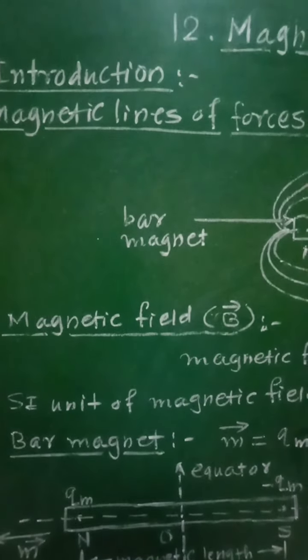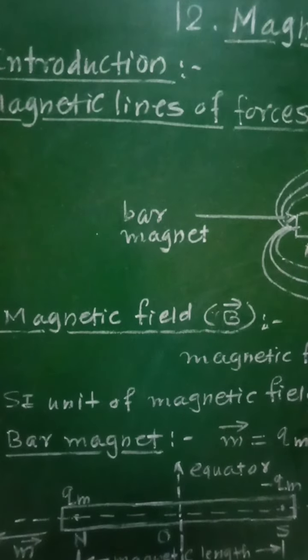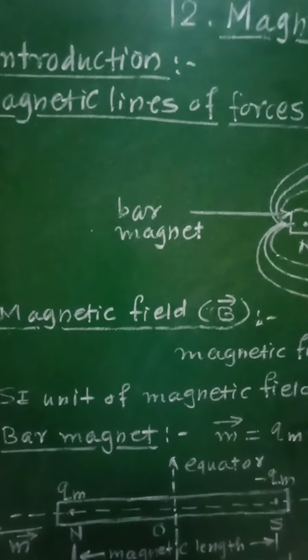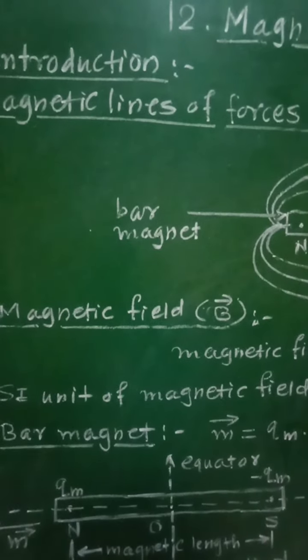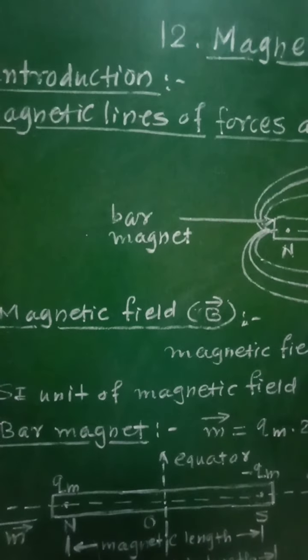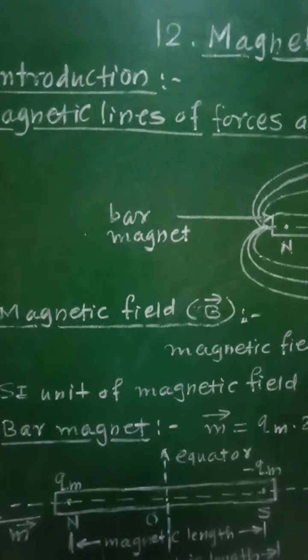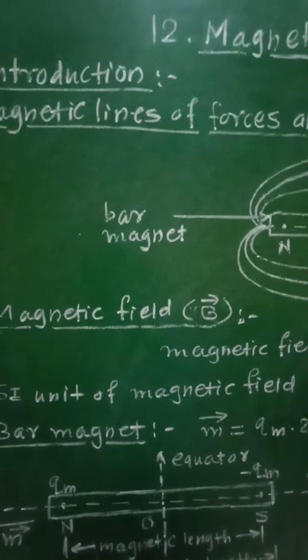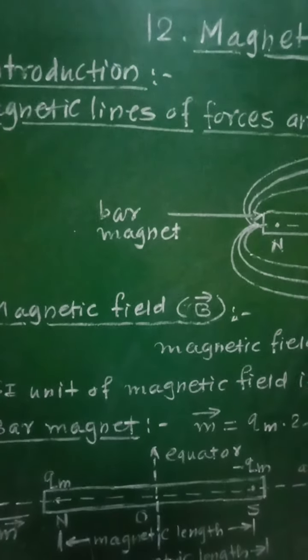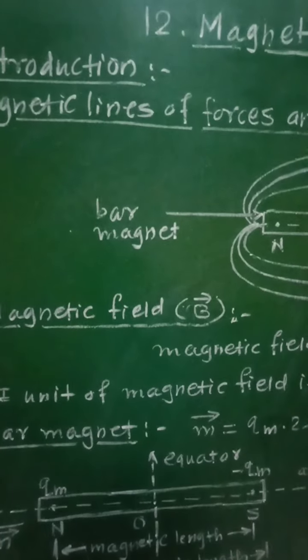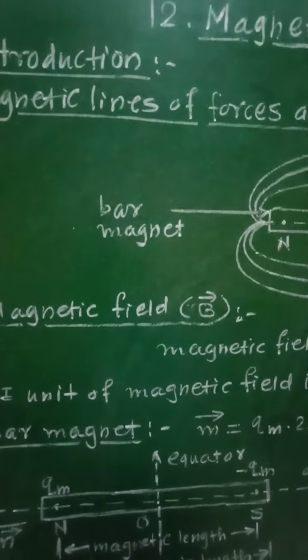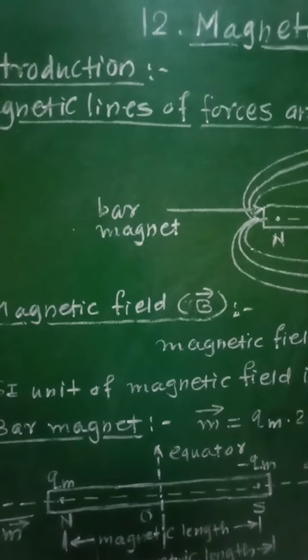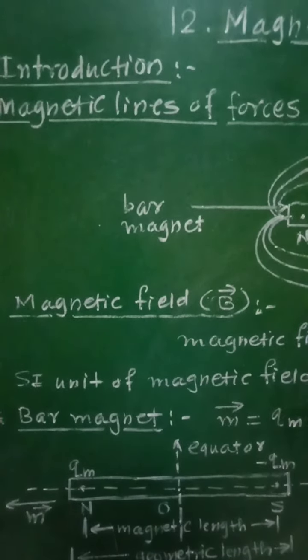The process of attracting iron materials by a substance is called magnetism, and the substance which attracts iron materials is called a magnet. The earth is considered as a weak magnet.